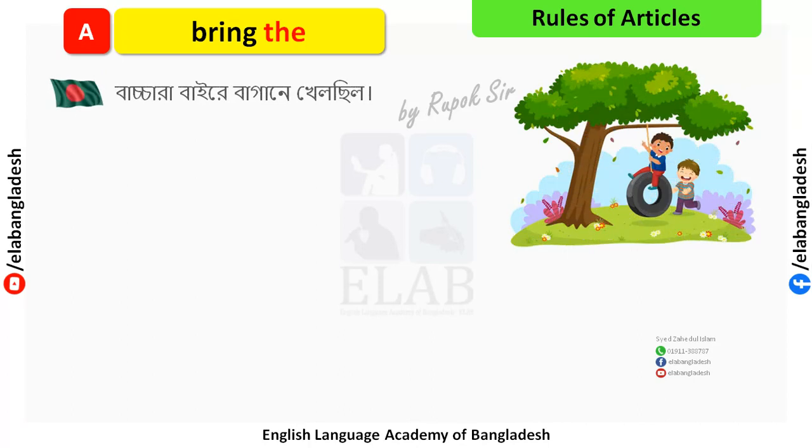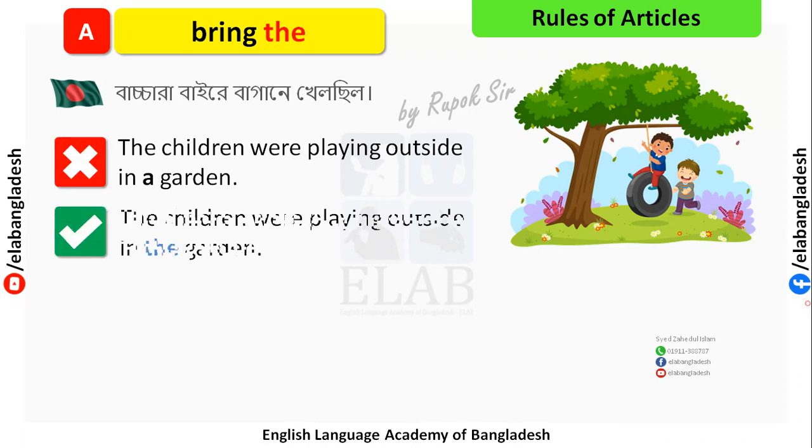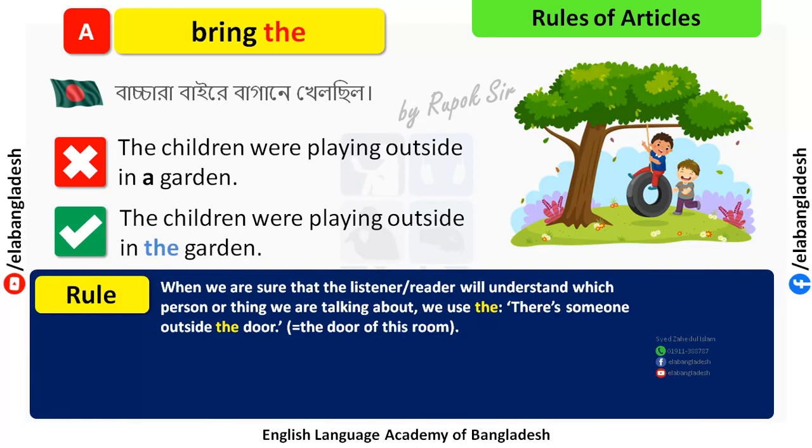The children were playing outside in a garden. The children were playing outside in the garden. When we are sure that the listener or reader will understand which person or thing we are talking about, we use the. There is someone outside the door of the room.